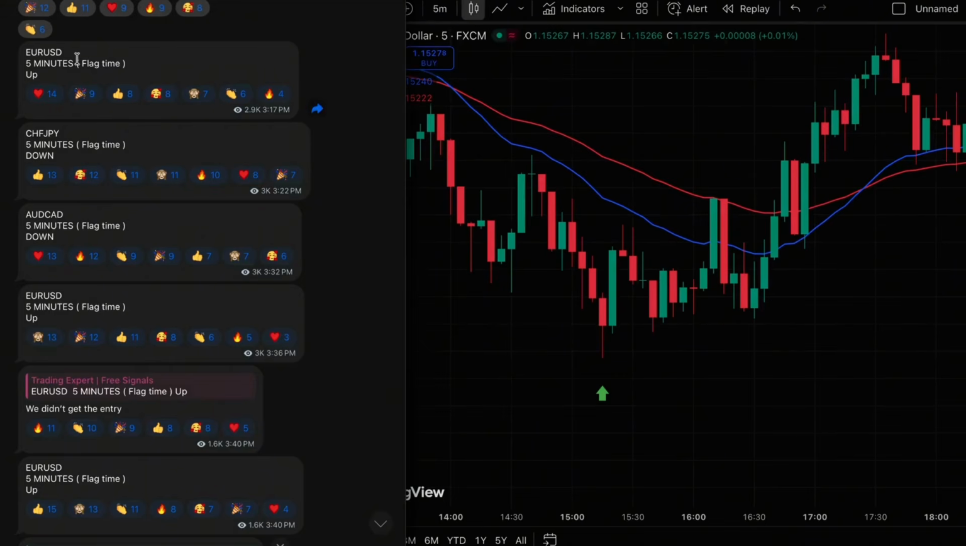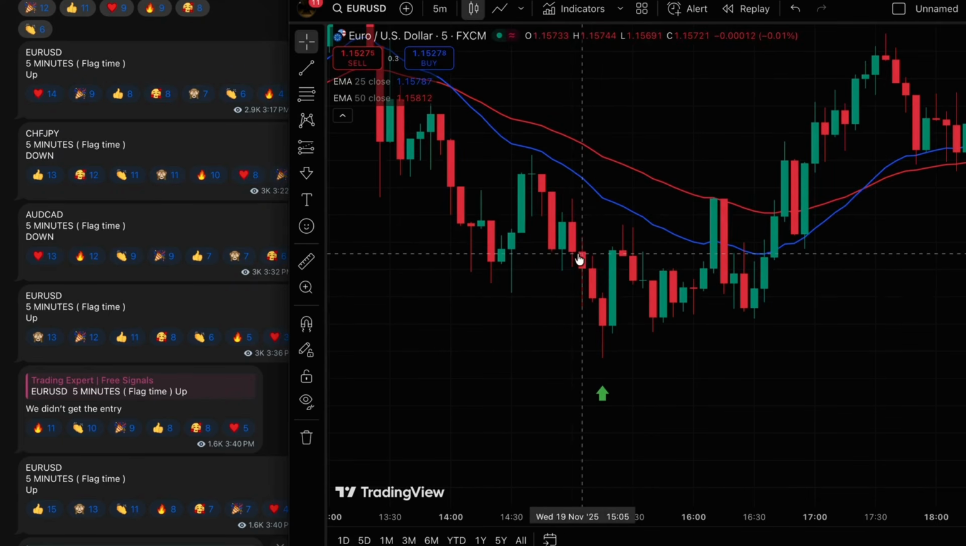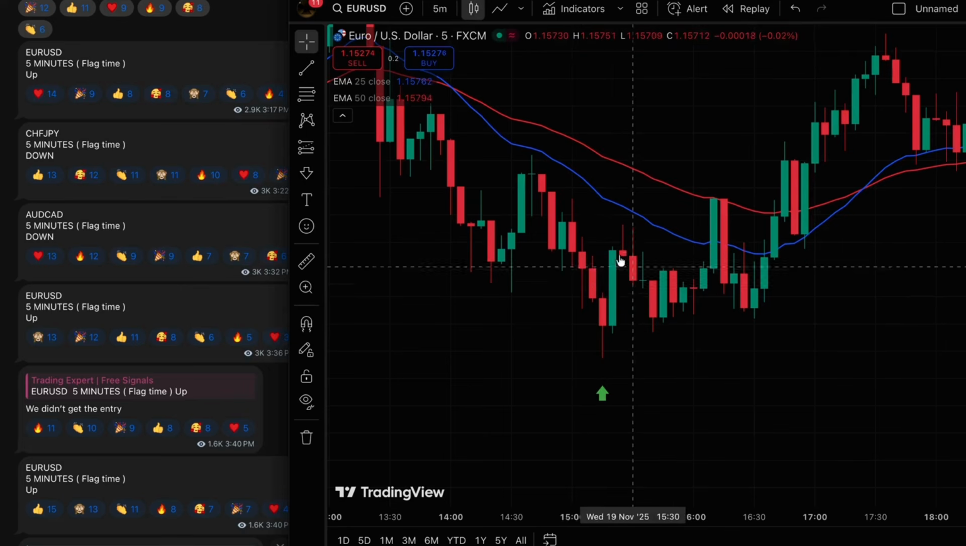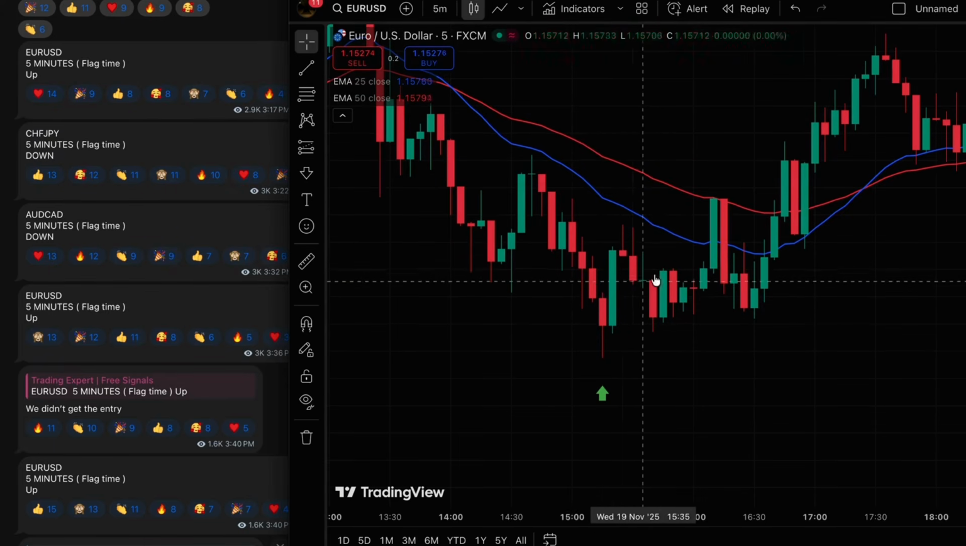Then the next signal was for USD 5 minutes up. So I'll just reopen the chart so it's better for you to understand. Right here, the trade was given at 3:15 for the call side. The previous candle filled the entire wick, and the price was sitting right on top of the support level. So we expected an upside move, but this was a loss. But the next candle was on our side.